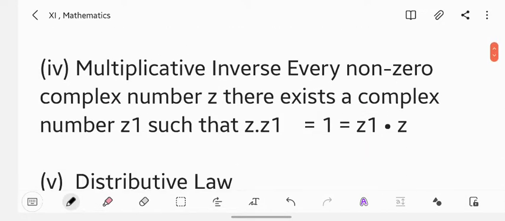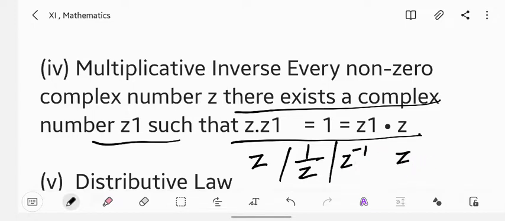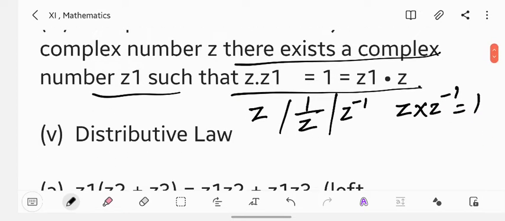Fourth property is multiplicative inverse. For every non-zero complex number Z, there exists a complex number Z1 such that Z multiplied by Z1 is always equal to 1. So if I have a complex number Z, its multiplicative inverse is written as 1 by Z, or we can write it as Z power minus 1. So Z multiplied by its multiplicative inverse will always give you 1. If you multiply here itself, Z gets cancelled, the result is 1.